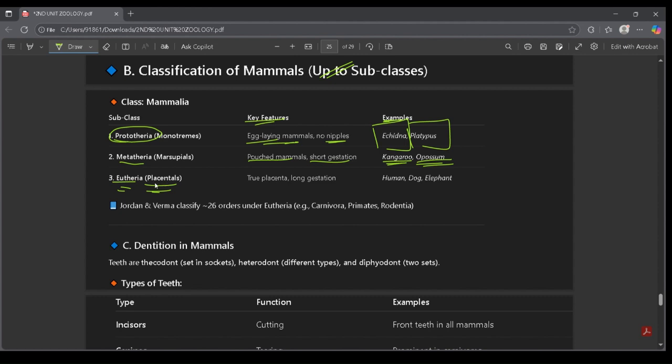I hope that is pronounced that way. Placentals, right? They have a true placenta, and they have long gestation. Examples being human, dogs, and elephants. We are done discussing the subclasses. The Jordan and Verma resource classifies 26 orders under Eutheria. Examples: Carnivora, Primates, and Rodentia. Right. This is the further division for mammals.